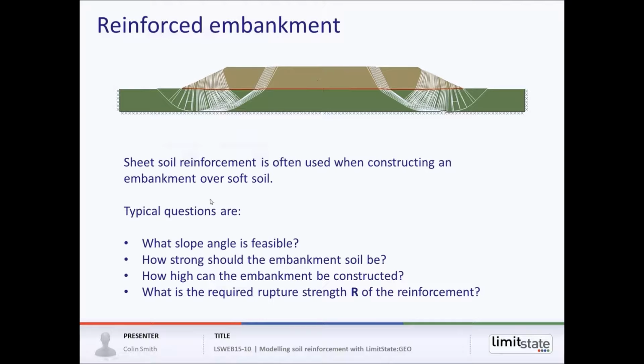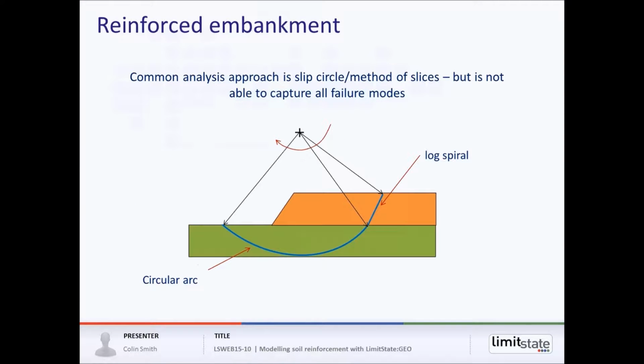So the typical questions you might ask are: what slope angle is feasible? How strong should the embankment soil be? How high can the embankment be? What's the required rupture strength for the reinforcement? Common analyses, if you look in the literature, quite a few analyses listed that cover slip circle or method of slices. But of course these make some initial assumption about the nature of the failure mode and aren't able to capture all possible failure modes.